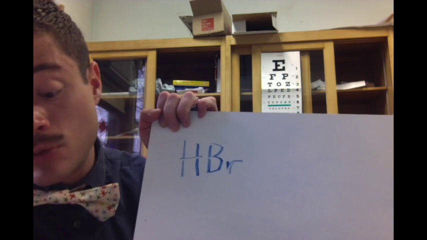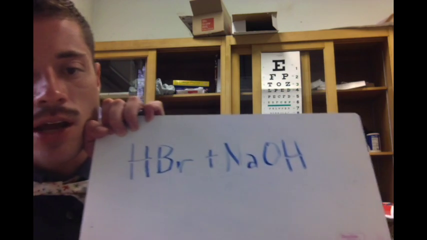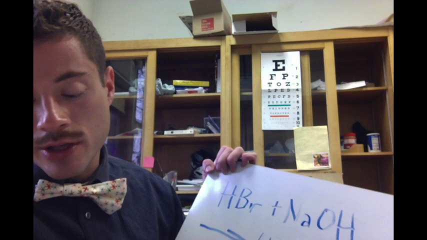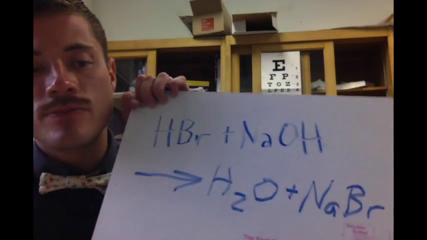Alright, so just to give you a quick example, just a real simple one, hydrobromic acid. So we can say HBr. You should hopefully know that is hydrobromic acid at this point. And I'm just going to use sodium hydroxide, NaOH. And it is going to go to water, H2O. And in this case, we're looking at NaBr, or sodium bromide, right? Sodium bromide.